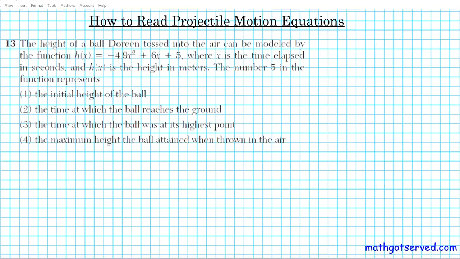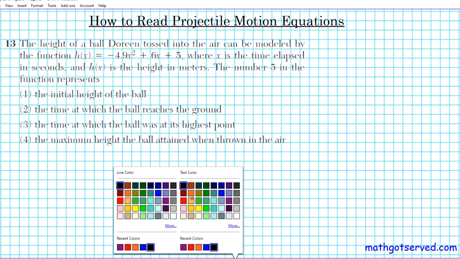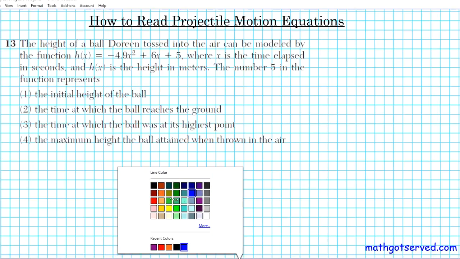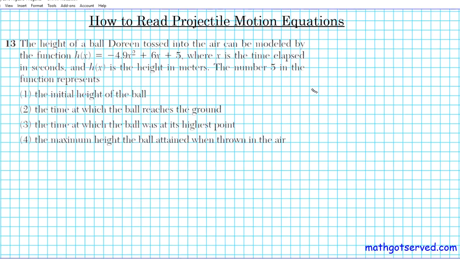The number 5 in the function represents, so we have four options here. To get us started, let's go ahead and specify what the projectile motion equation is, and then we can identify what the different components are. All right. So the formula. This formula is for your projectile motion.